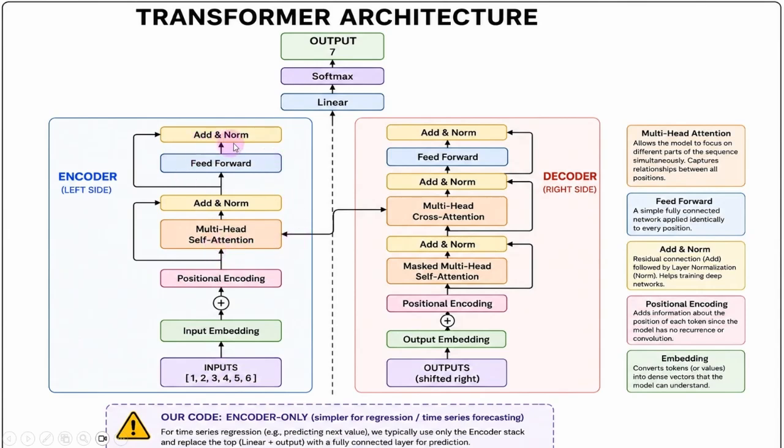For our stock prediction example, we only need the encoder. Why? Because we're not generating a sequence, we're predicting a single number. So we can strip away the decoder and attach a simple linear layer on top. This makes the architecture much simpler to understand and implement, while still capturing all the core concepts.